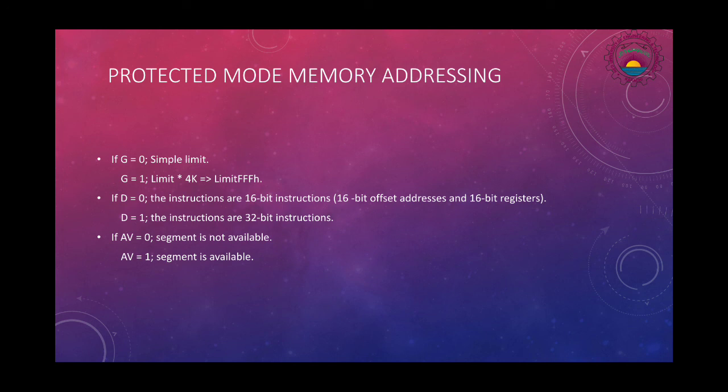And the last bit is AV bit. AV bit is declaring that the segment for which this descriptor is defined is available or not available. If the segment is occupied, then this bit will be 0, AV bit will be 0, or if segment is free to be used, then AV bit will be having 1.